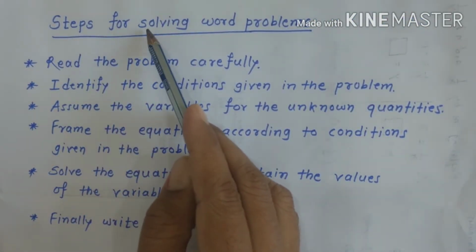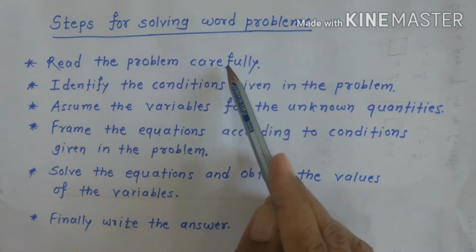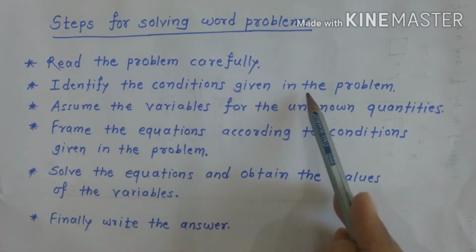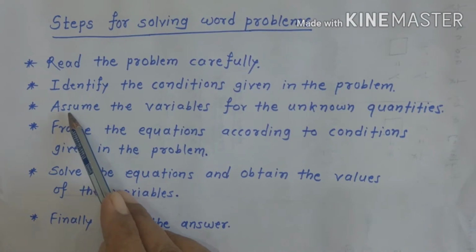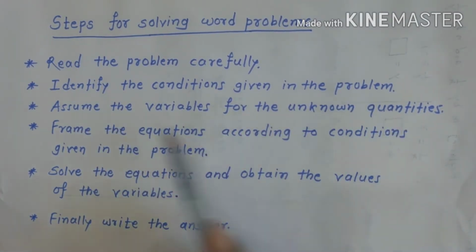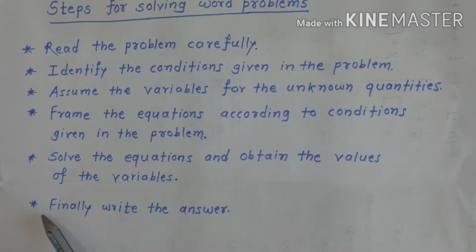Steps for solving word problems. First, read the problem carefully. Second, identify the conditions given in the problem. Third, assume the variables for the unknown quantities. Fourth, frame the equations according to the conditions given in the problem. Fifth, solve the equations and obtain the values of the variables. And finally, write the answer.